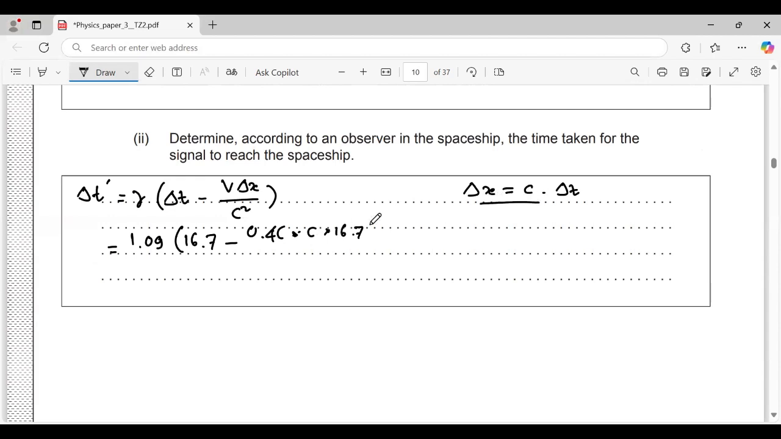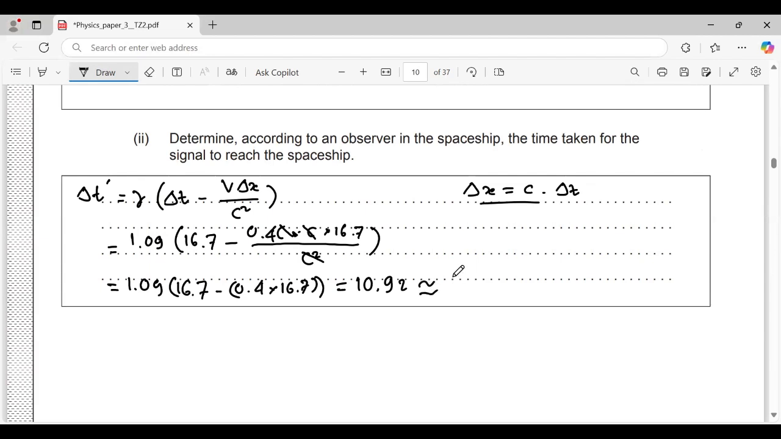So it is over the square root, it's over c squared. So divide c, 1.09, 16.7, minus 0.4 times 16.7. And if you calculate, the result is 10.92, rounded off to 11 seconds.